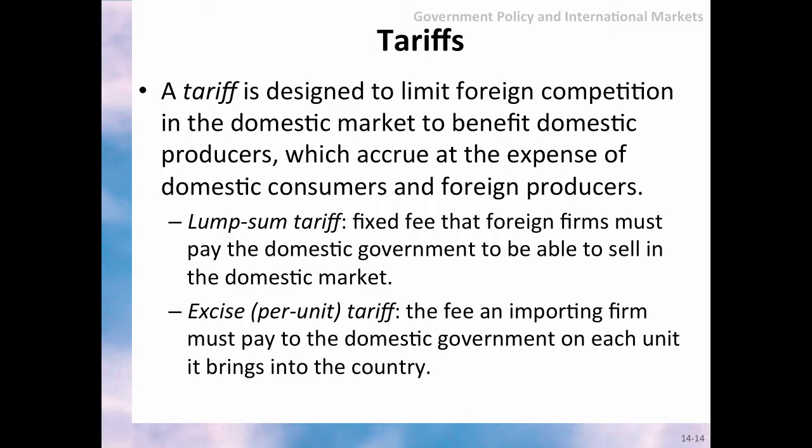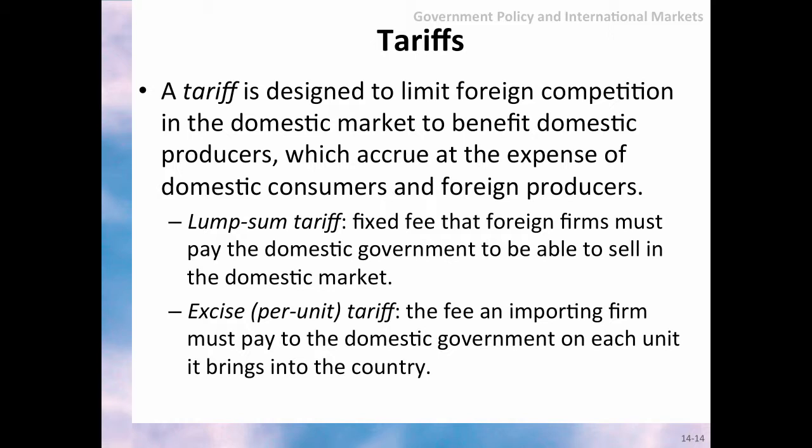Another similar policy is a tariff, which can be either a lump sum tariff, when a fixed fee must be paid by foreign companies to the domestic government to be able to sell in the domestic market, or an excise tariff, when the importing company must pay a fee to the domestic government on each unit it brings into the country. Both the lump sum tariff and the excise tariff are also designed to protect domestic producers from international competition. And similar to quotas, tariffs produce higher domestic prices that domestic consumers don't appreciate.